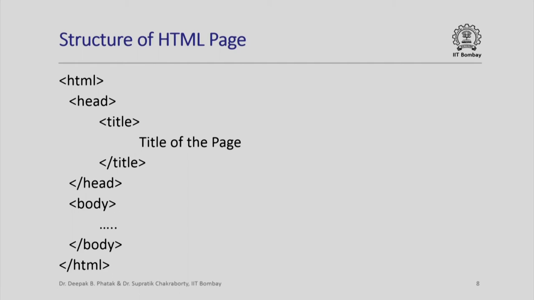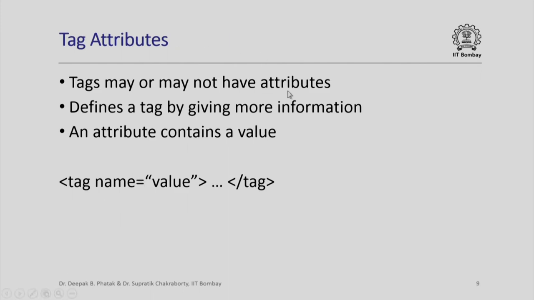The interpreter, which is the browser, doesn't care for this indentation unless indentation is part of a pre-formatted text, as we shall see later. Tags may or may not have attributes, but if you want to specify some more information about a tag, then you can give an attribute which can contain a value. The typical method of describing a value for an attribute is to say tag, name of the attribute equal to value, then whatever text you want that particular value to be applied to, and then slash tag.